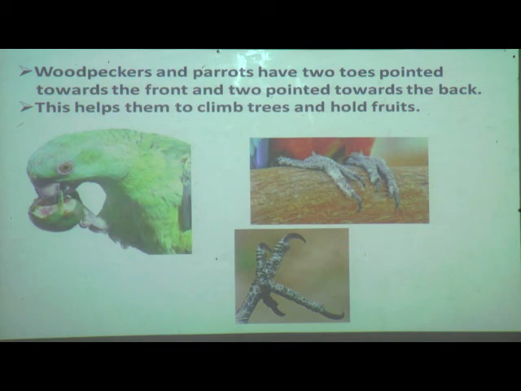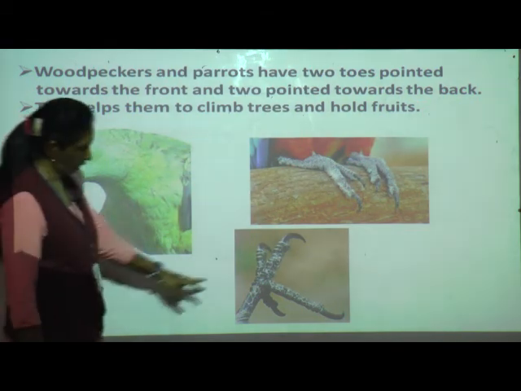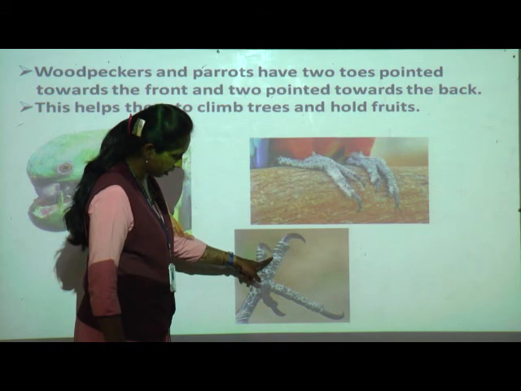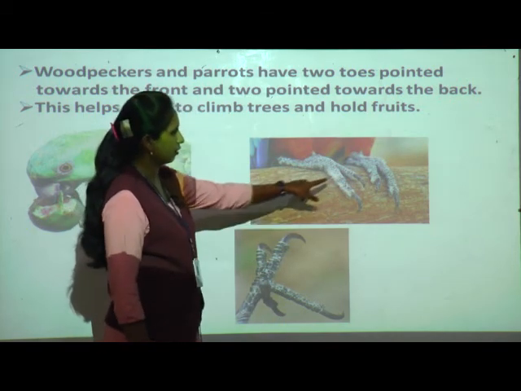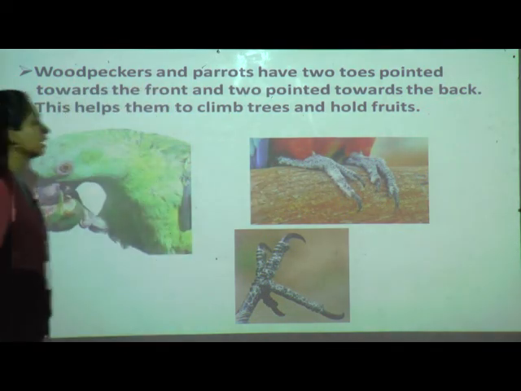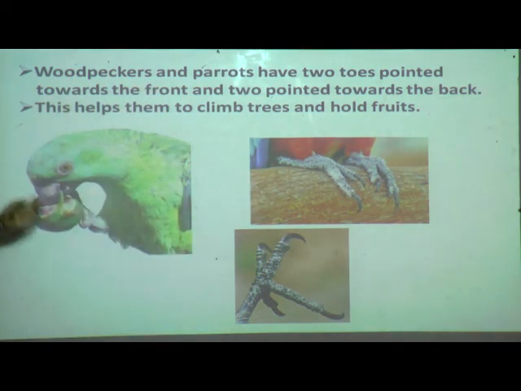Woodpecker and parrot have two toes pointed towards the front and two pointed towards the back. Now you can see here, in this way they have feet. Two in the front and two at the back. You can see in this picture also, two in the front and two at the back. Now how do they help them? This helps them to climb the trees and hold the fruit.